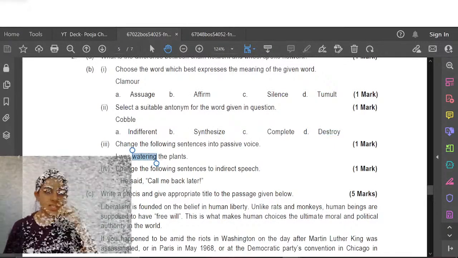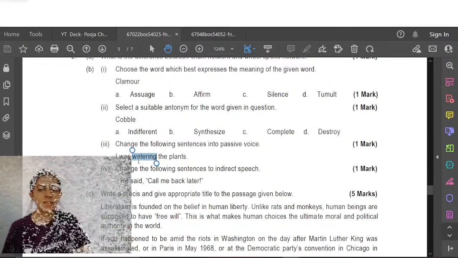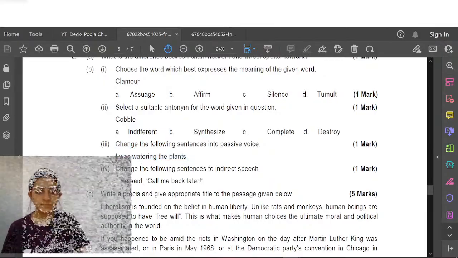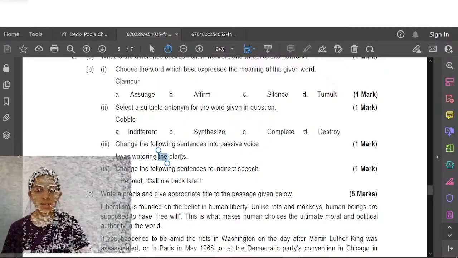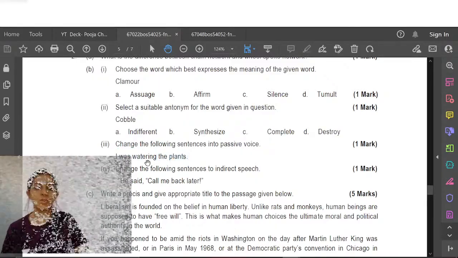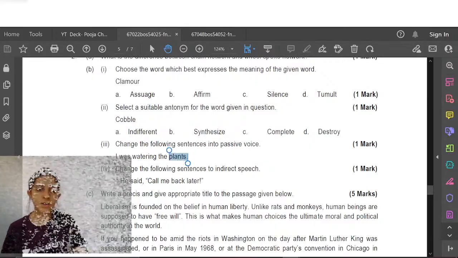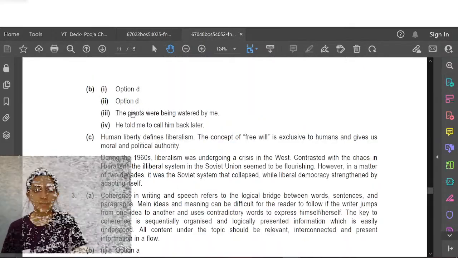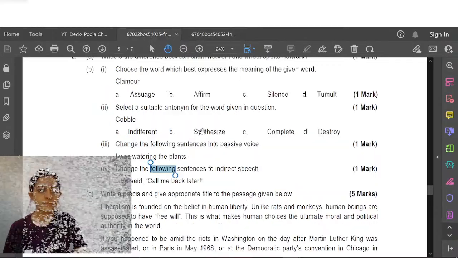I was watering the plants. Make it into passive voice. I is your subject. Was watering is your verb. The plants is your object. Object becomes subject, the plants. Now it is continuous and it is past. So the plants were being watered by me. The plants were being watered by me. It's a very easy one.